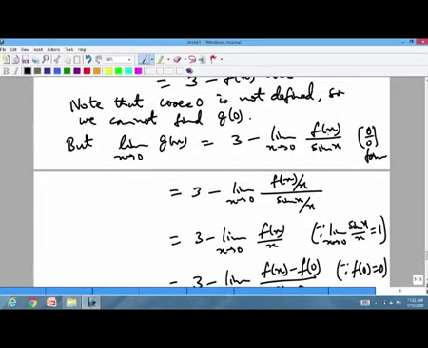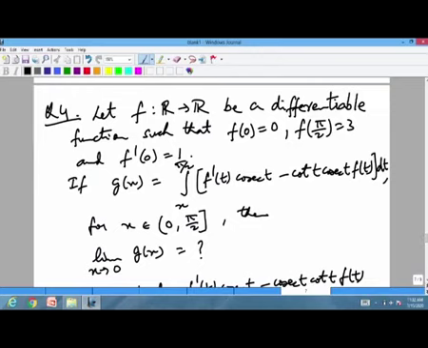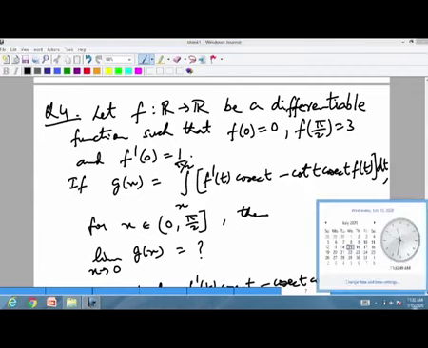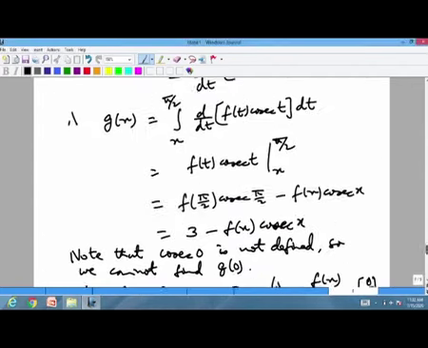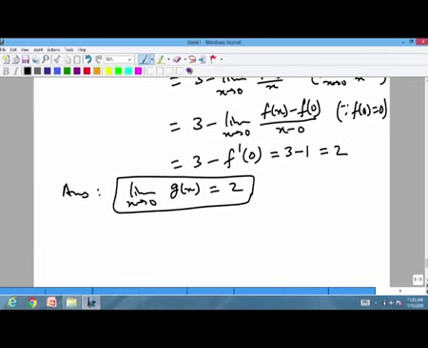But note that to write limit of f prime x as x approaches 0 equal to f prime of 0, we need to know that f prime is continuous at 0. But if you see the problem, it is only given that f is a differentiable function, but the derivative need not be continuous. So, therefore, that is not a correct reasoning. Therefore, we have written this limit as this derivative at 0 and then evaluated this. So, this finishes problem number 4.